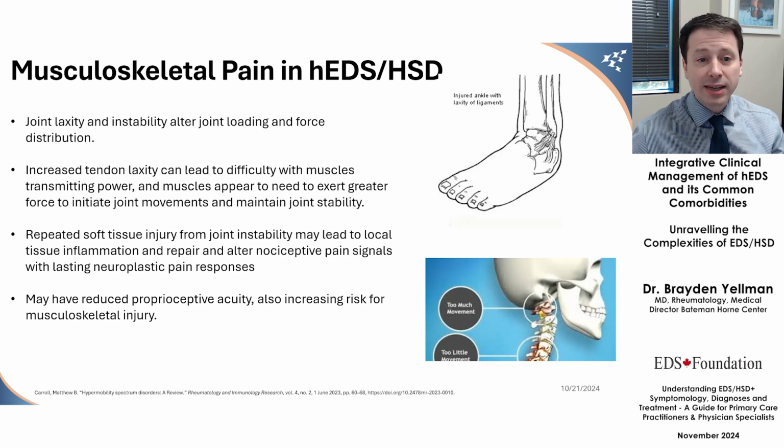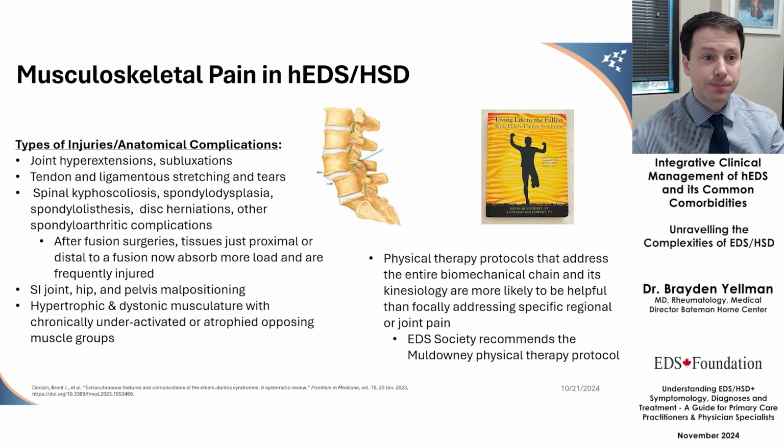We get increased tendon laxity that can lead to difficulty with muscles transmitting power, and muscles appear to need to exert greater force to initiate joint movements and maintain joint stability. Repeated soft tissue injury from joint instability may lead to local tissue inflammation and repair, and this actually alters nociceptive pain signals with lasting neuroplastic pain responses. And we may also have reduced proprioceptive acuity, which increases risk for further musculoskeletal injury.